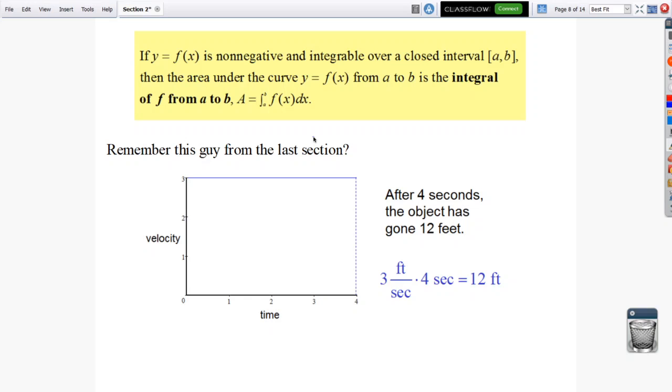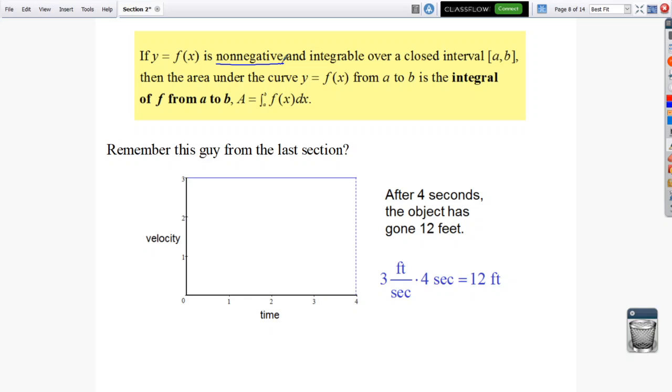So here, if y equals f of x is non-negative and integrable over a closed interval from a to b, then the area under the curve y equals f of x from a to b is the integral of f from a to b. All right, so that's important to know. It is talking about non-negative functions, so we're only talking about functions above the x-axis. There's something different that happens when we have functions below the x-axis, and it's going to be kind of weird for me to say it, but you'll see that in just a minute.